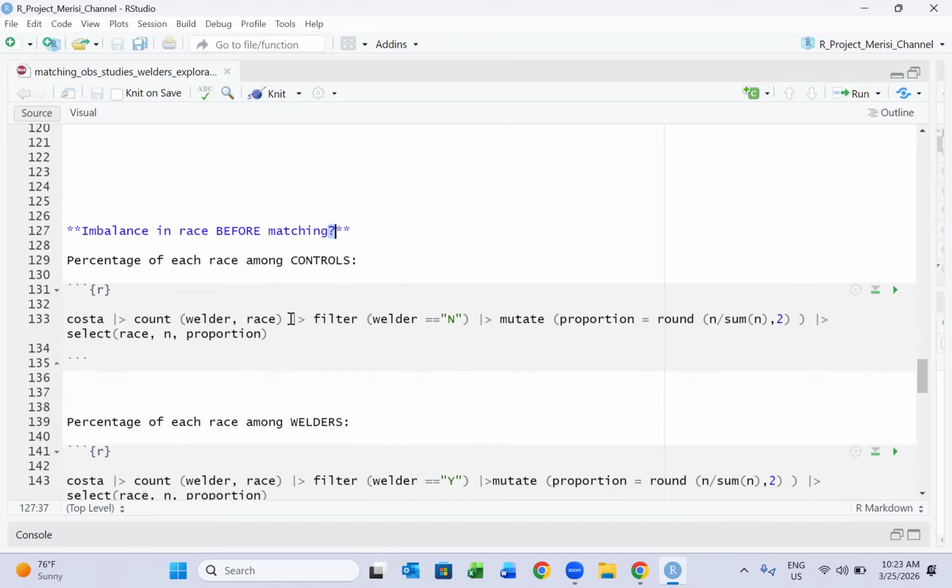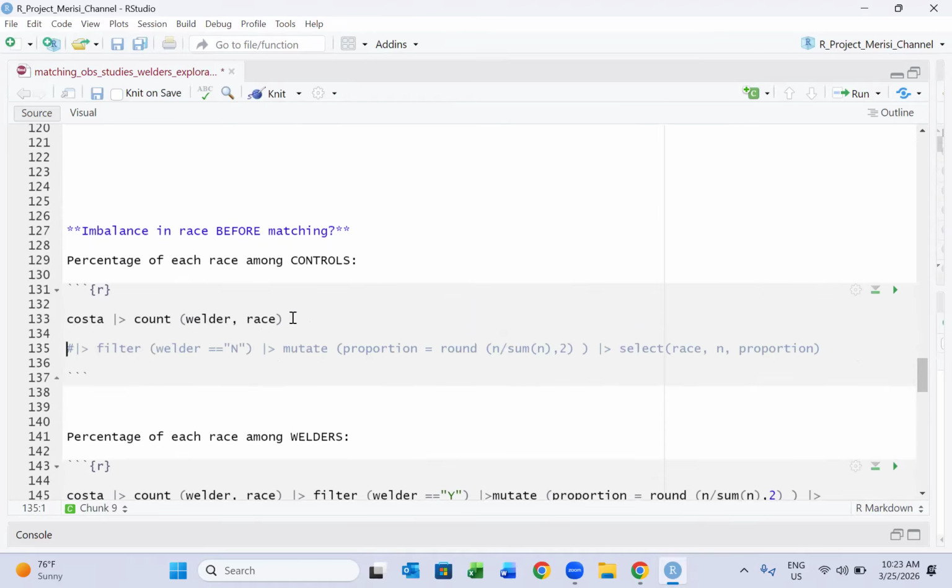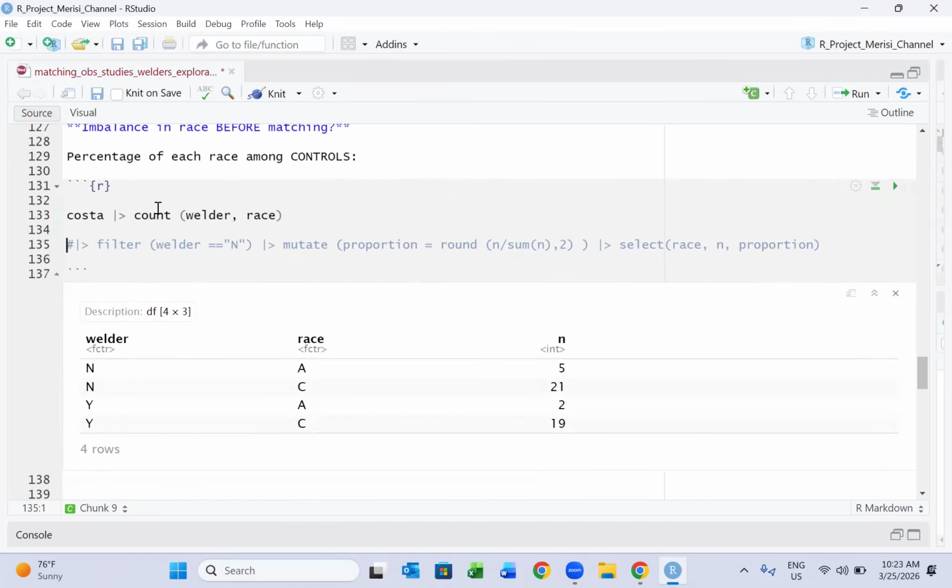I'm going to break this down in steps to illustrate this, because it will be easier for you. So let's see what this does. This will get the count for each combination of welder and race, right? So we have 5 non-welders that are African Americans. By the way, the races are A, African Americans, C, Caucasians, okay? And so on and so forth. We have 21 non-welders who are Caucasian, and so on, okay?